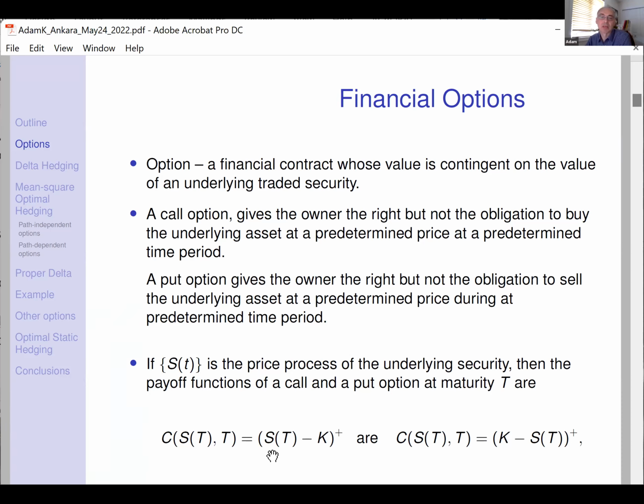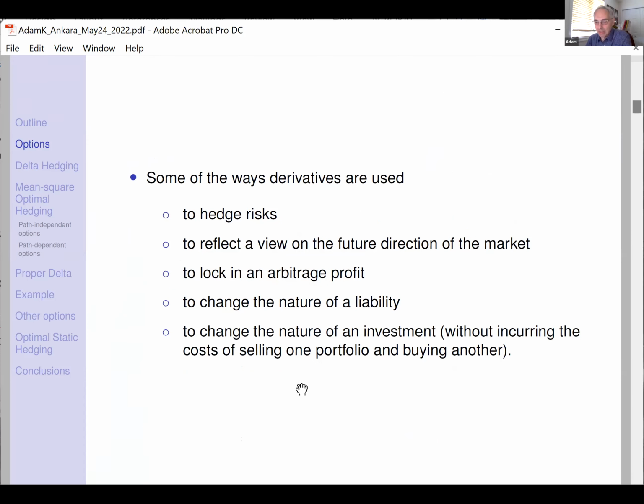So again, this is capital S at maturity, capital T. And there are many ways options are used, at least in the context of financial markets. For example, to hedge risk. If I now own a particular security and I expect that its price may decline, I can buy a protective put. This will protect my position from a decline in the value if the underlying goes down. So this is one example of application.